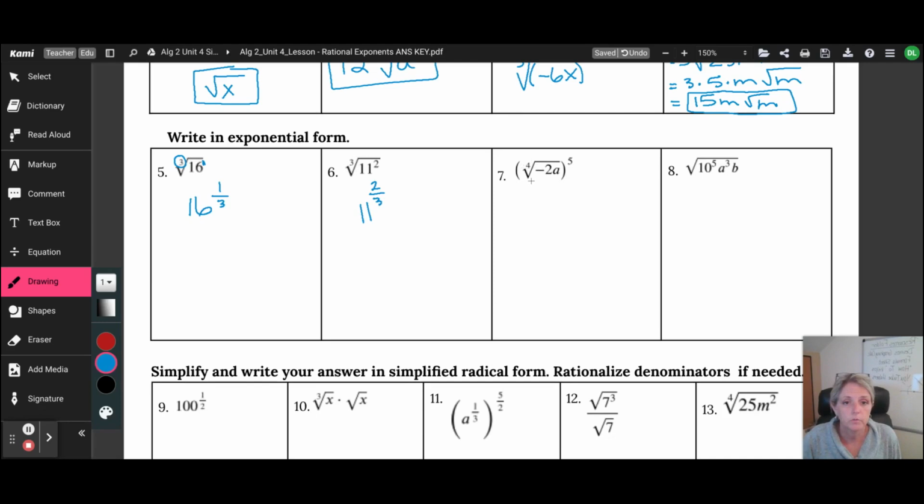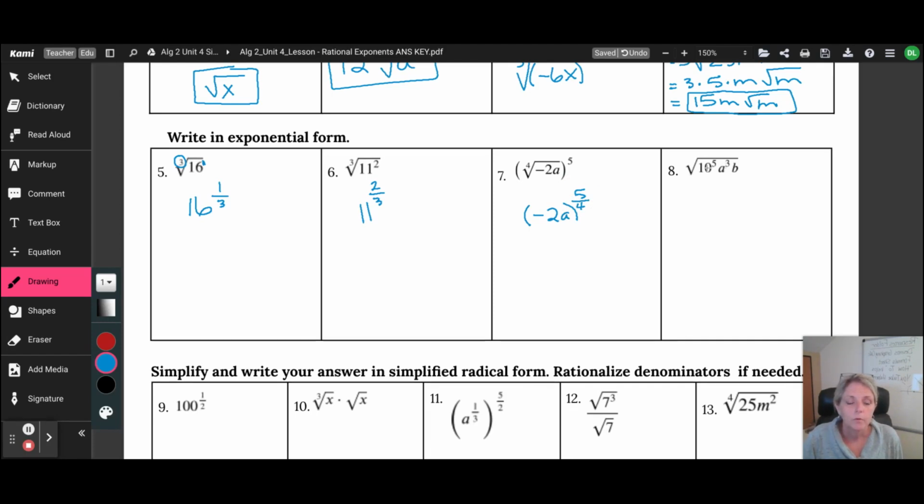Notice that we have this fourth root and we've got -2a inside. So we're going to have to use parentheses to make sure that our fractional exponent applies to the -2 and the a. 5 is my power and 4 is my index.